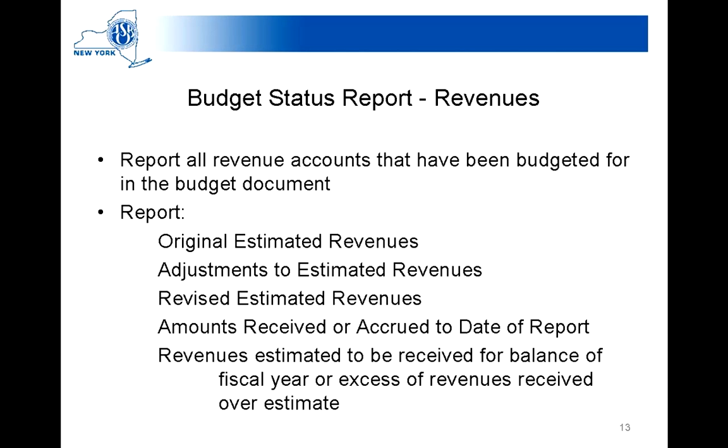Revenues. This is the revenue report itself. We've talked about some of these things already. The revenues that we start with, the original estimated revenues. If we've made any adjustments to those, we show the net of those adjustments and the amounts received to date, and then we have revenues that we expect to receive for the rest of the fiscal year. Now, we don't have a lot of adjustments to estimated revenues, but there are some.